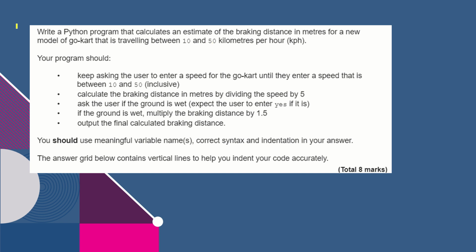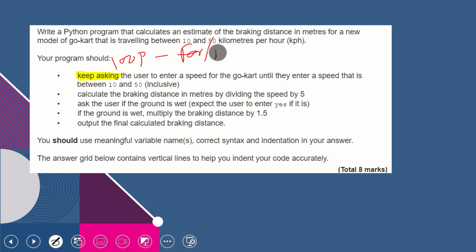Again, as I have told you, not much information in the first two lines. Keep asking. Whenever you see keep asking, it's an indication that you should be using a loop. Which loop can you use? You can use both the loops. You can use for, you can use while. Whichever you are comfortable with, you can use over here.